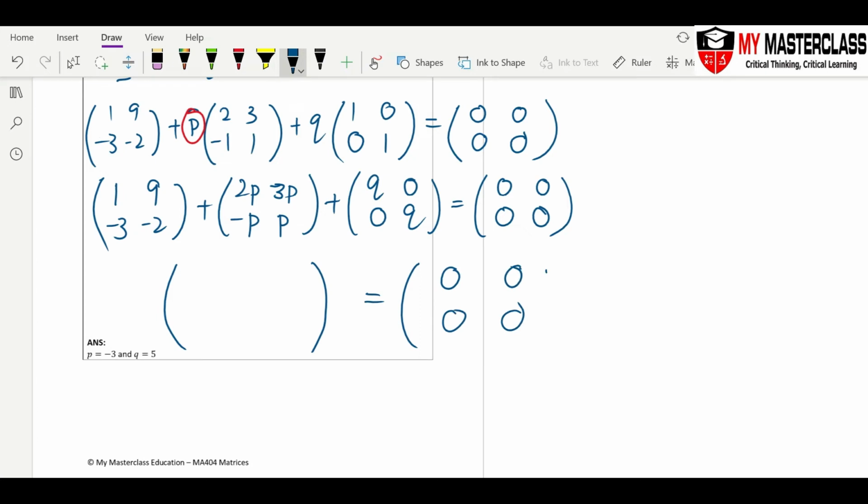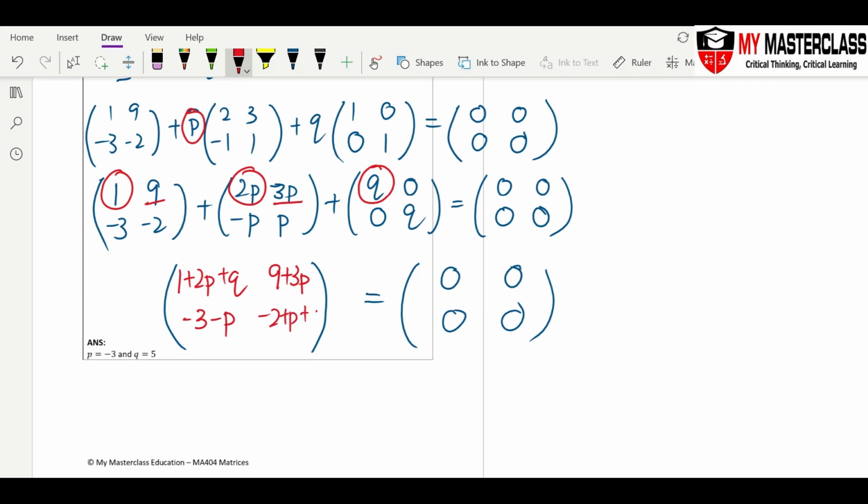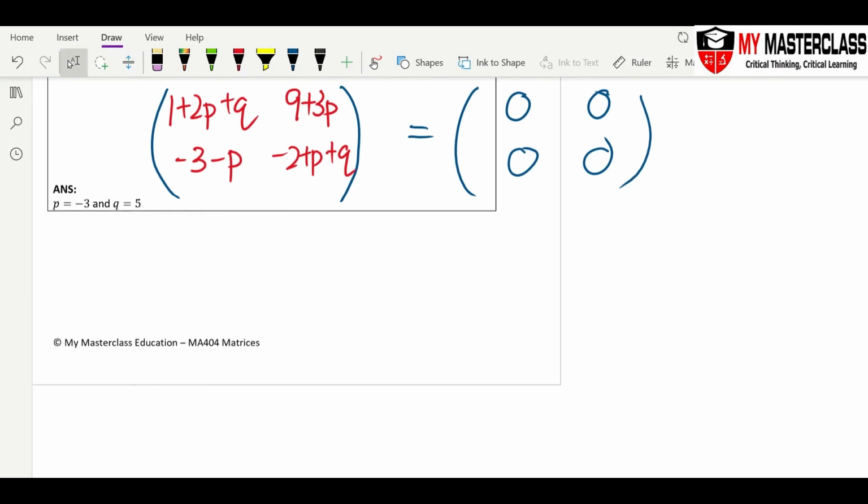Meaning to say, 1 plus 2p plus q will be here. Next would be 9 plus 3p. And then we do the same: negative 3 minus p, and the last one will be negative 2 plus p plus q. So when we have two matrices side by side like that, we do a comparison.